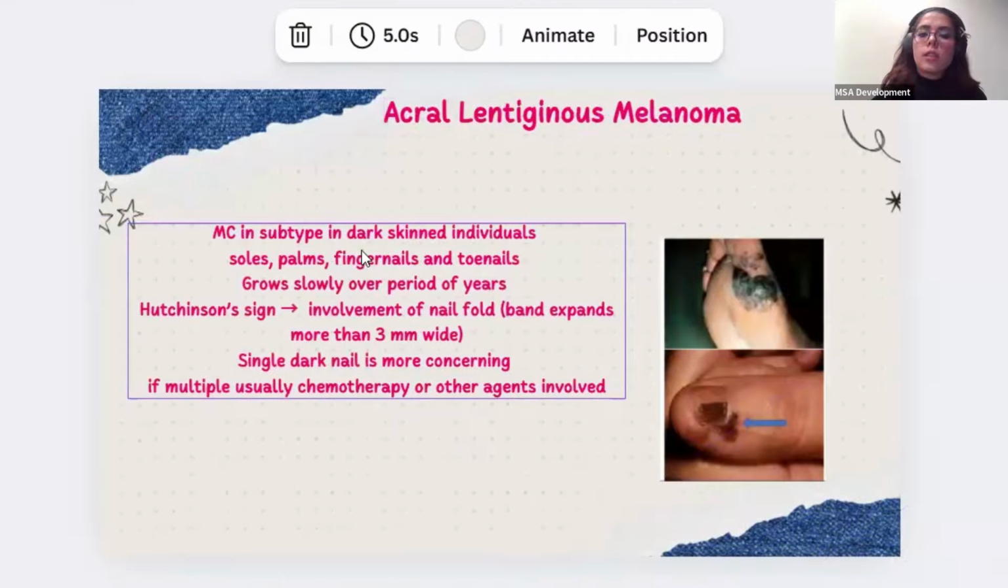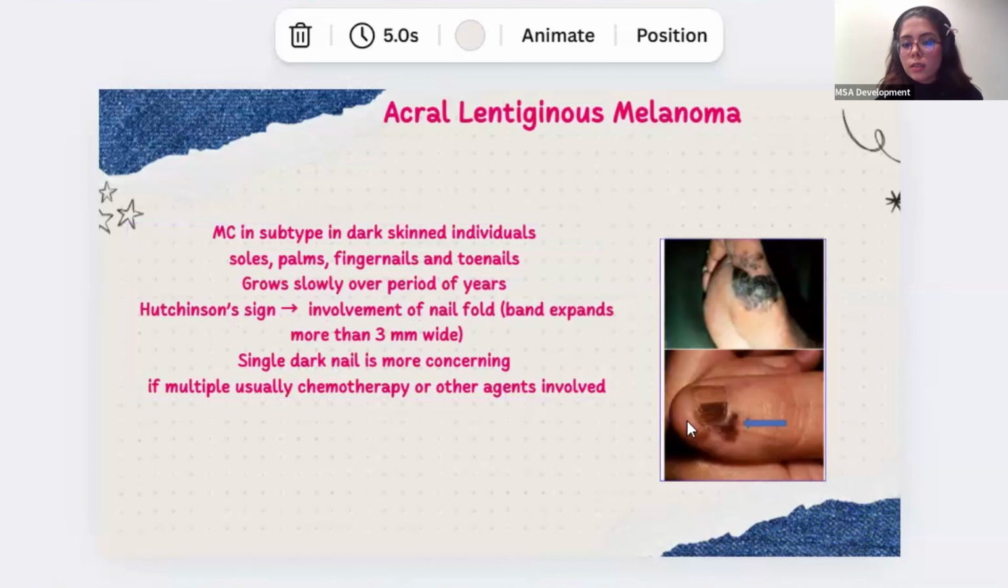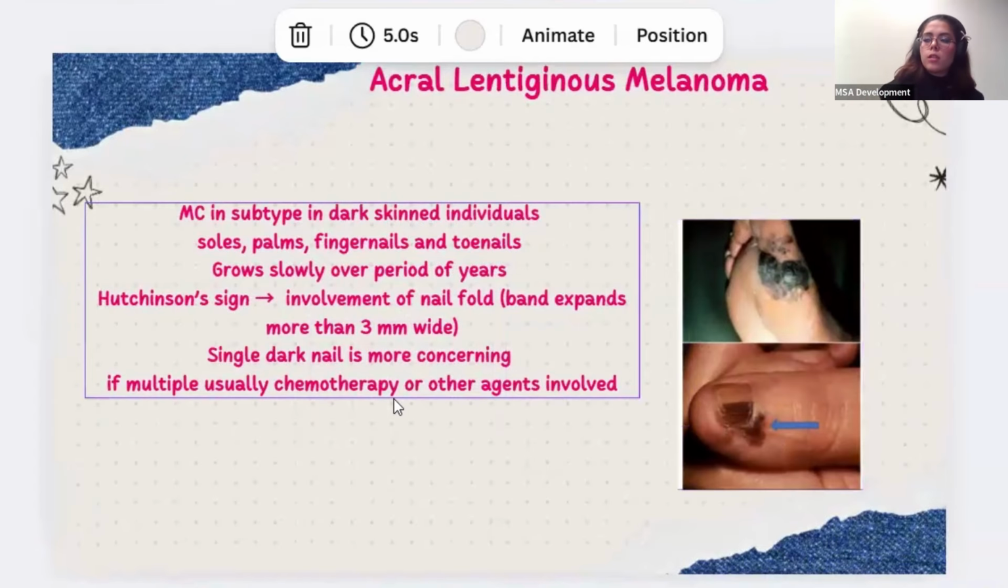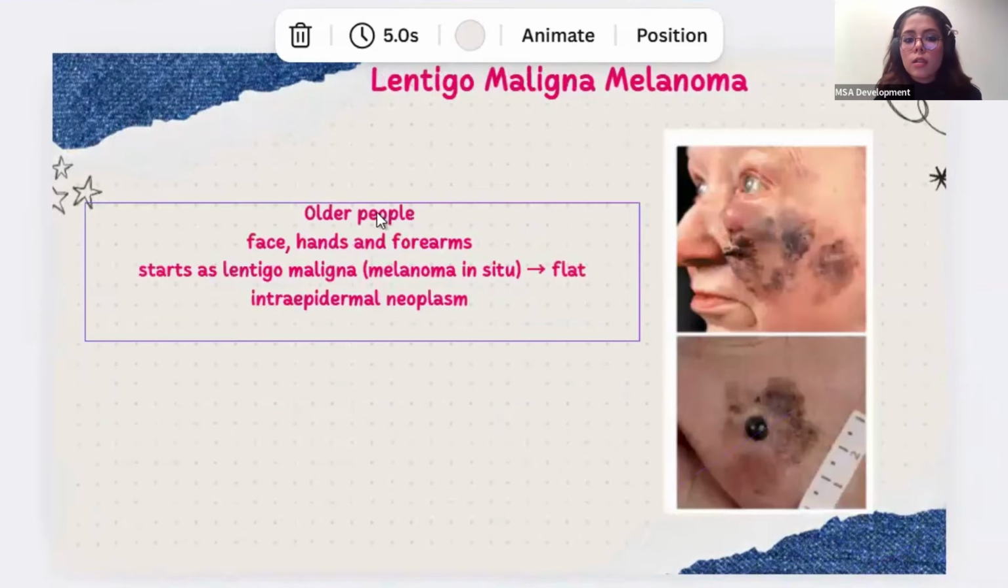Next, acral lentiginous melanoma: dark-skinned individuals, soles, palms, fingernails, and toenails. Hutchinson sign is involvement of the nail fold. The band expands more than 3 mm wide. This is Hutchinson sign. So it's not just the nail, it's the area next to the nail as well. One dark nail is very concerning, versus if you have a few that are dark, it's not as concerning, because usually it's seen as, okay, maybe it's not melanoma, maybe it could be an adverse effect of chemotherapy or other agents, for example.